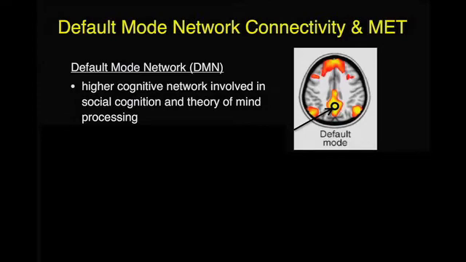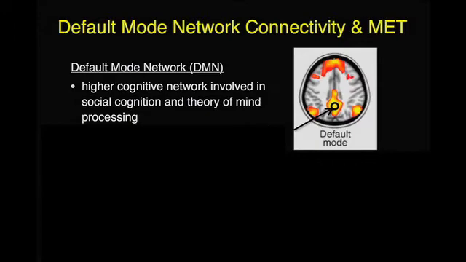I will only tell you about one of his studies, the one where we focus on default mode network connectivity in relation to MET. This network, as I mentioned earlier, is one of those higher cognitive function networks involved in social cognition and theory of mind processing. It's one where there has been perhaps the largest number of studies so far finding altered connectivity in individuals with autism. That's why we decided to focus on this one.